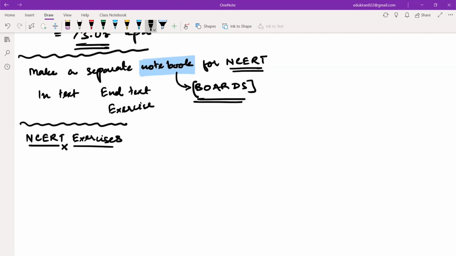From NCERT exercises. What are the things that I should give you? I should start with the initial questions only, that is from chapter second, 2.1 to, let us take 2.8. Okay, you will solve all the questions, click photos, make a PDF and send it to me by Tuesday.